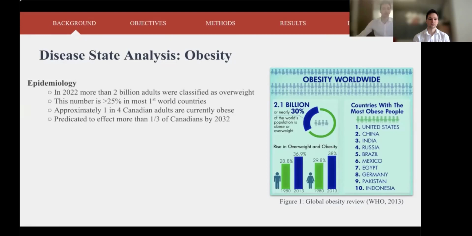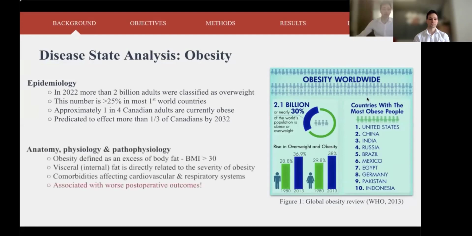In 2022 alone, more than 2 billion adults were classified as overweight or obese. This number is greater than 25% in most first world countries. Approximately 1 in 4 Canadian adults are currently obese, and this number is predicted to affect more than 1 in 3 Canadians by 2032. In terms of the anatomy and physiology, obesity is defined as an excess of body fat or a BMI in excess of 30.